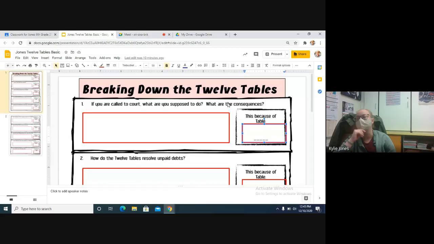Okay, our next one, we need to go back to the thing, and we're going to write down which tables this is part of, and then you guys will answer the questions based on it. So number 1 says, if you are called to court, what are you supposed to do and what are the consequences? Which table would help you with that? Table number 1. Okay, that's for table number 1.